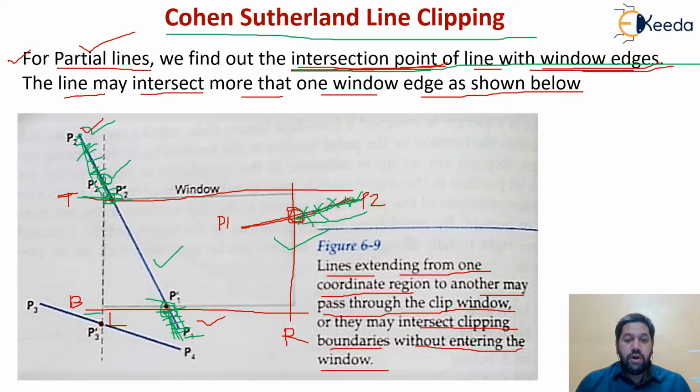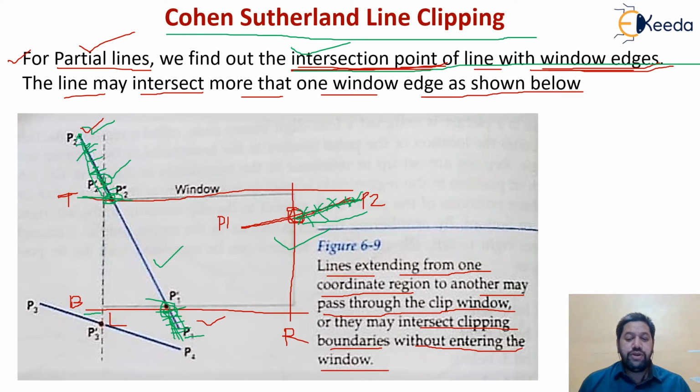But now the student may ask a question: if I'm writing a C program for the Cohen Sutherland line clipping algorithm, then I must know the formula to find the intersection point. So I have to find out what formula I should use, how I can find the intersection point of the line. To understand this, I'm moving to the next slide. I think we have already cleared the procedure of the Cohen Sutherland line clipping algorithm.